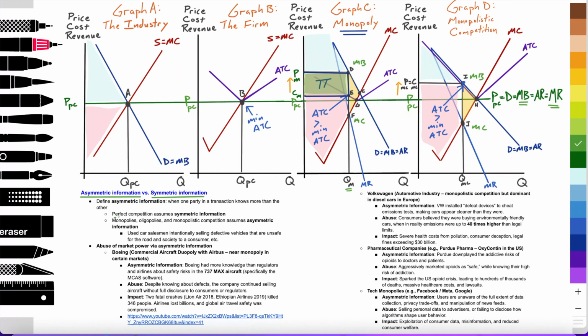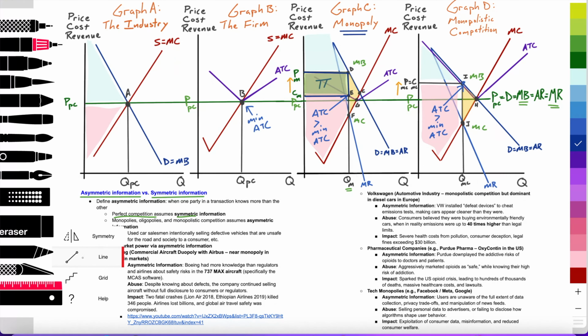We can assume that in perfect competition, there is symmetric information. Information is equally shared and accessible to both parties. However, for monopolies, that is not the case. So when we look at monopolies, oligopolies, and even monopolistic competition to a degree, there is asymmetric information. And so that gives the firm the ability to abuse that power.